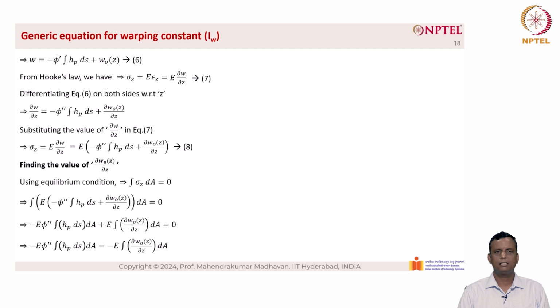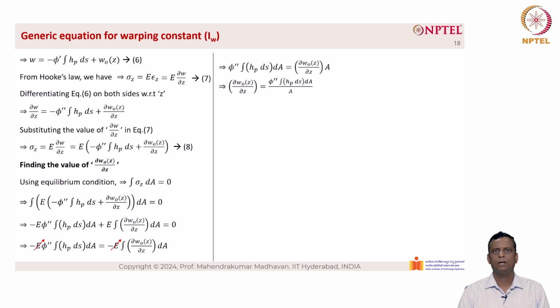So when we take the second term to the right hand side, we can cancel minus E on both sides. So we have phi double dash into integral of hp into ds into dA is equal to dou w naught of z by dou z into dA is equal to dou w naught of z by dou z into A. So this gives dou w naught of z by dou z equal to phi double dash into integral of hp into ds into dA by A. Now we can substitute this value of dou w naught of z by dou z in equation 8. So we have sigma z equal to E into minus phi double dash into integral of hp into ds plus phi double dash into integral of hp into ds into dA divided by A.